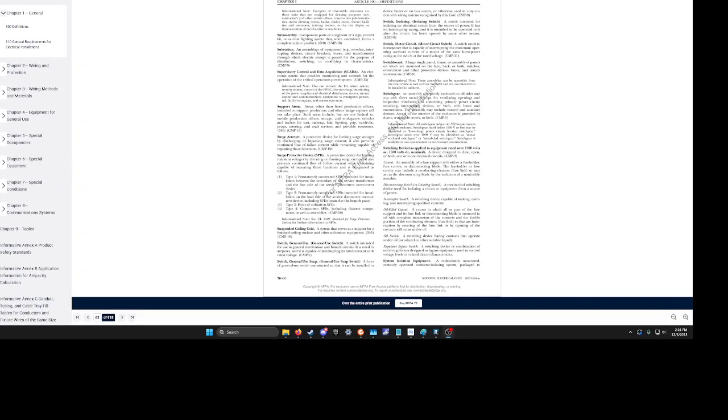Switch, general use. A switch intended for use in general distribution and branch circuits. It is rated in amps and it is capable of interrupting its rated current at its rated voltage. So, for example, a 125 volt 15 amp switch will work on a 120 volt home circuit. But if you were to put a 125 volt switch into a 240 volt circuit, it probably isn't going to work as well, if at all.